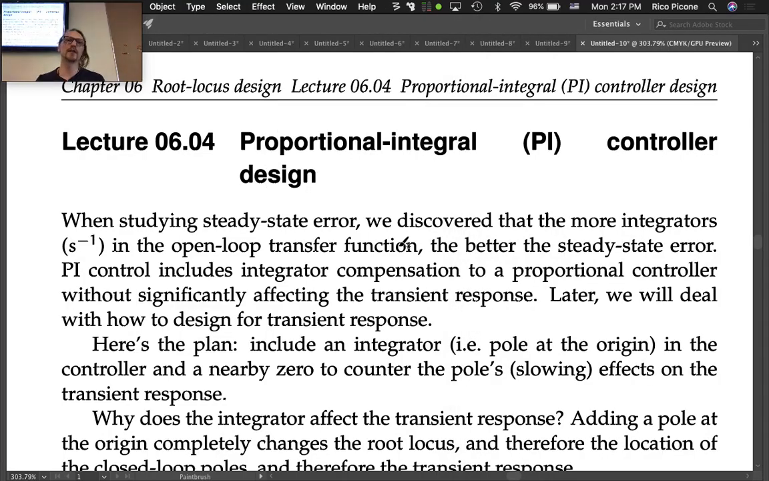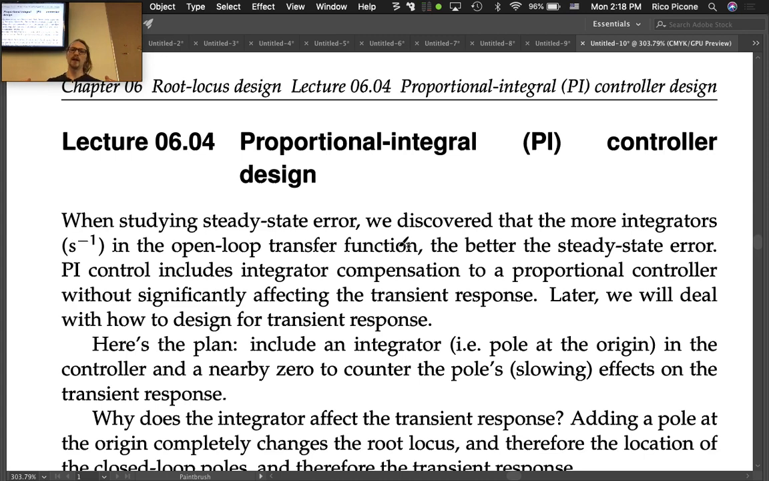So, lecture 6.4, proportional, integral, or PI controller design. When studying steady state error, which would have been chapter 4, we discovered that the more integrators in the open loop transfer function, the better the steady state error. Remember, it also depended on what type of input you had, what type of command you had, and how many integrators were in your open loop transfer function. Those were the two things that mattered in terms of your steady state error.